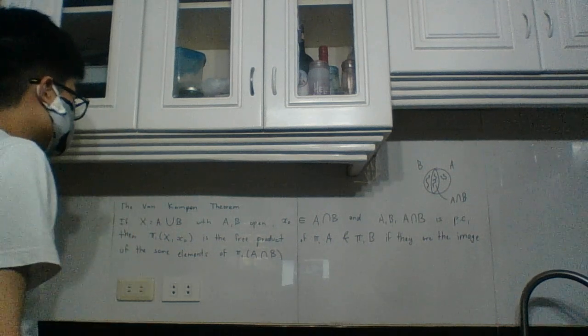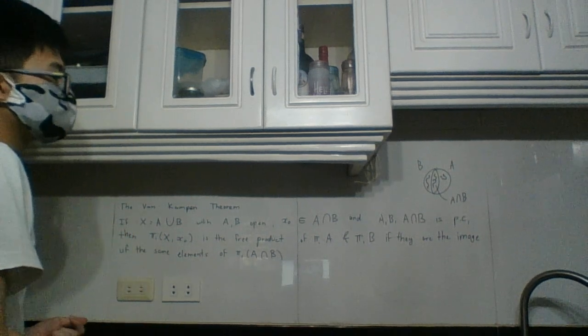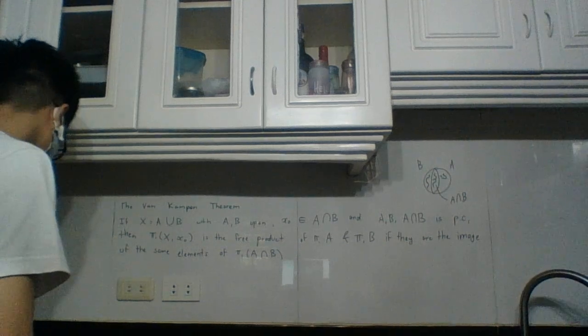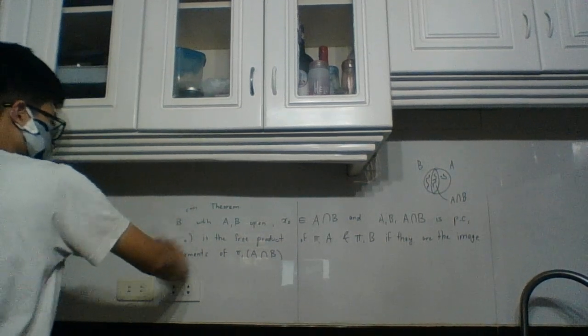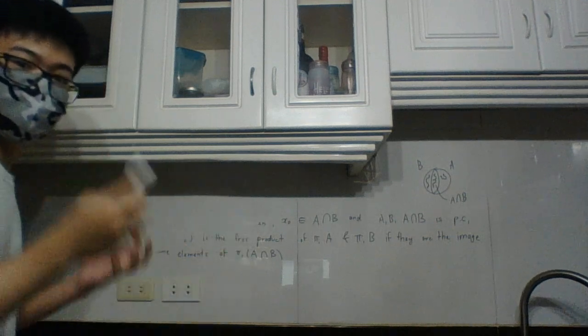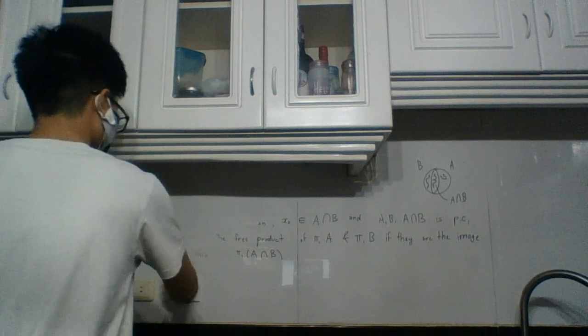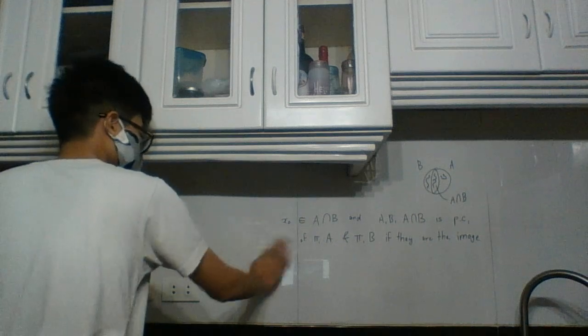Okay, so now we talk about the Van Kampen theorem. Let's go on and talk about free products. Now, when you think about the word free, you're already screaming, oh, free groups, right? Words, letters, generators, yeah. That's what we're going to talk about today. Okay, so the free product.